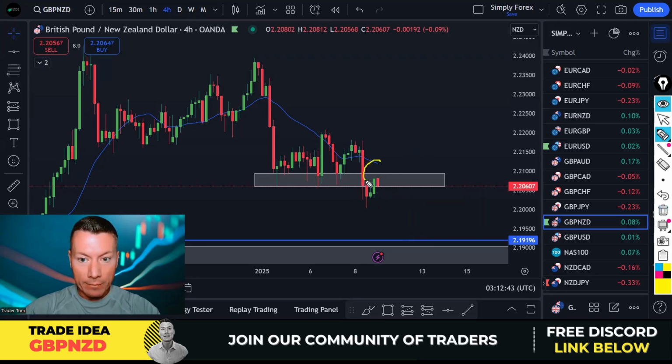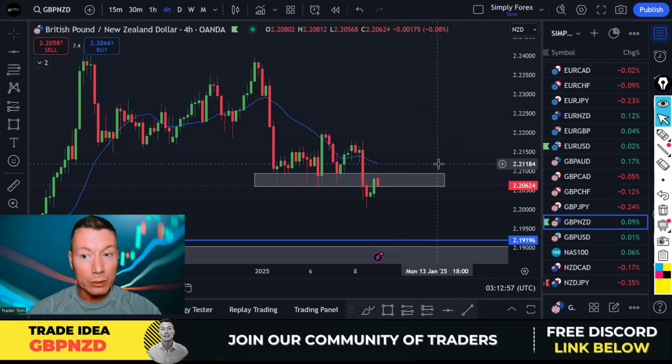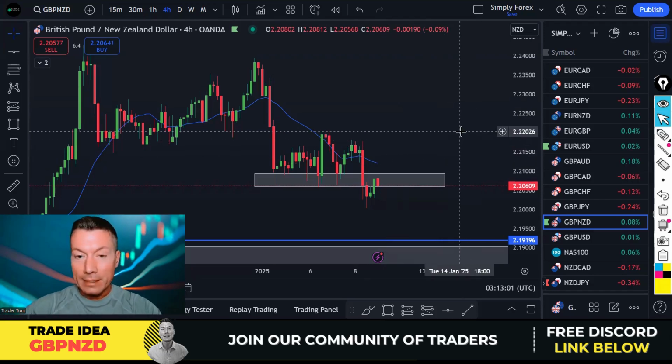But if we get a reaction in this zone, we will be looking to sell pound New Zealand dollar back down to these lows. Okay, so there's the first trade of pound weakness. And obviously, guys, we like pound Aussie dollar as well, but we prefer pound New Zealand dollar. There's more pound weakness as well.